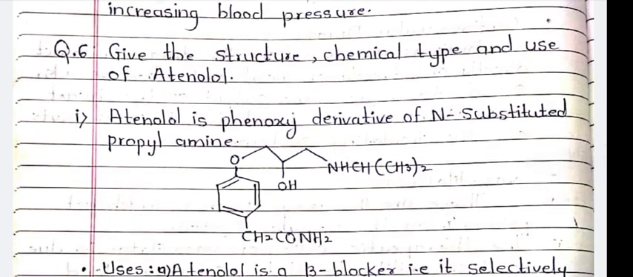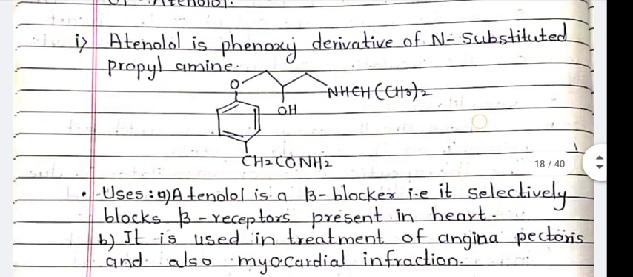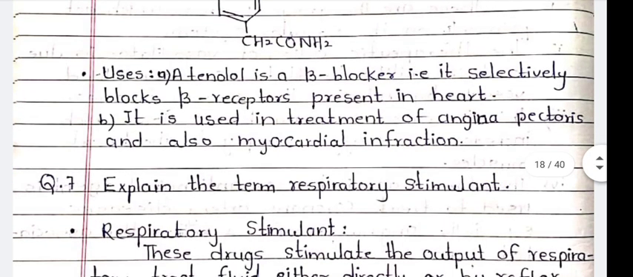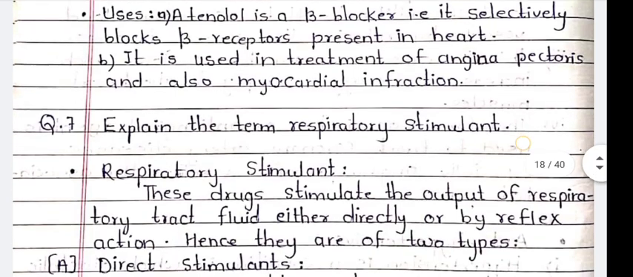Next is the structure, chemical type and uses of atenolol. Atenolol is a phenoxy derivative of non-substituted propylamine. Uses. Atenolol is a beta blocker, that is, it selectively blocks beta receptors present in the heart. It is used in the treatment of angina pectoris and also myocardial infarction.